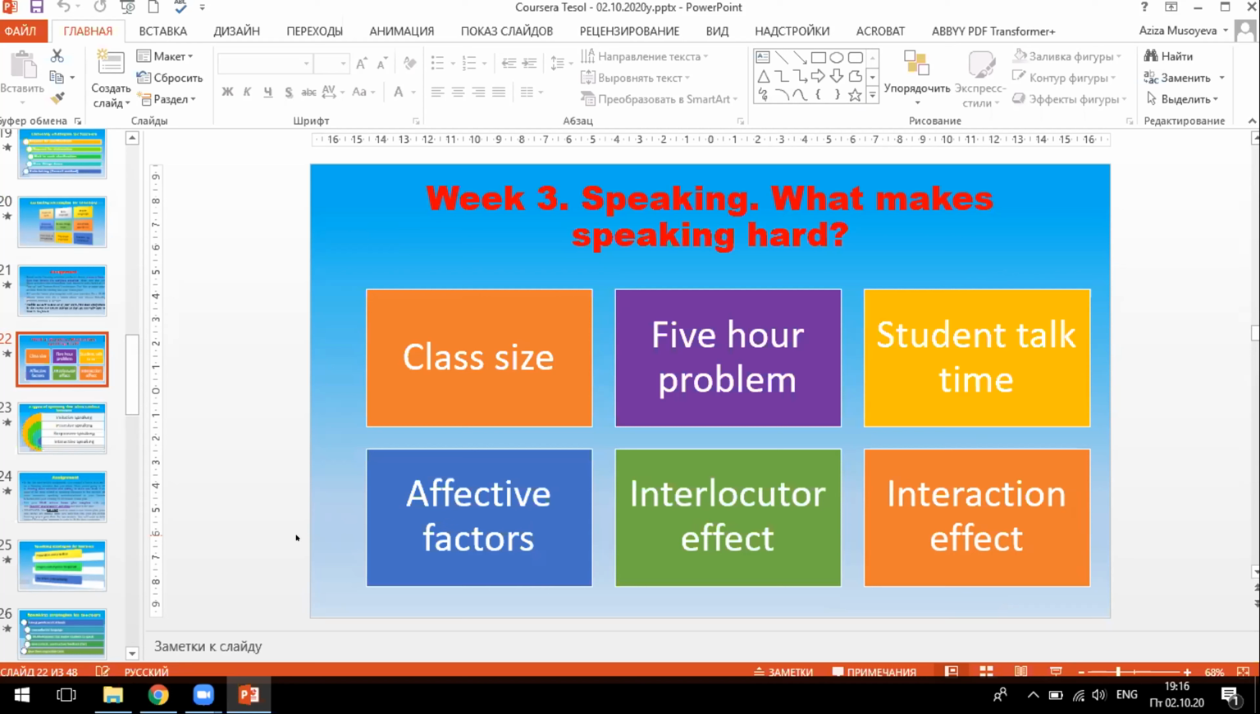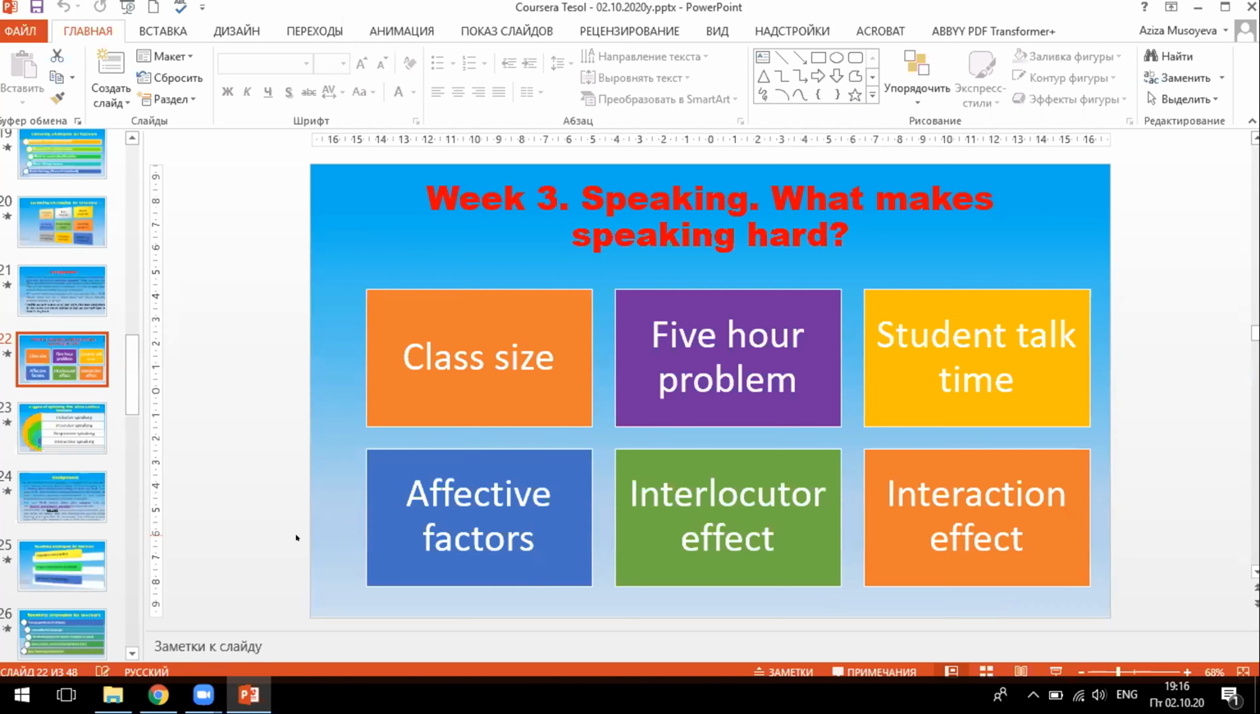We already talked about class size. Yeah, it's very important. The class hours problem is telling us how many hours, for example, you have English classes in one week. Maybe it can be 5 hours in a week, or especially in primary schools, it's like 2 hours. And in secondary school, we have 3 hours of English in one week.